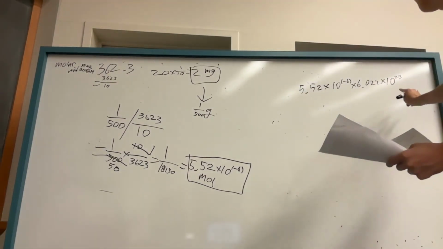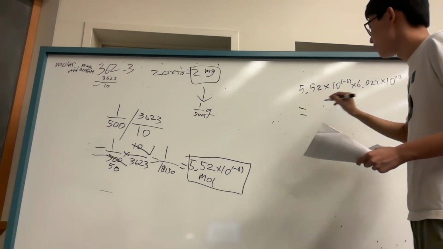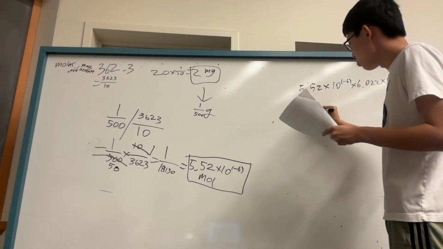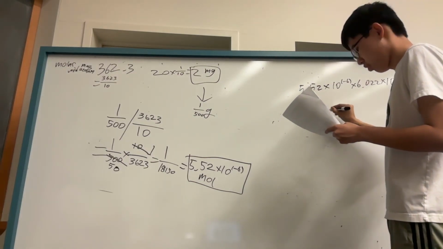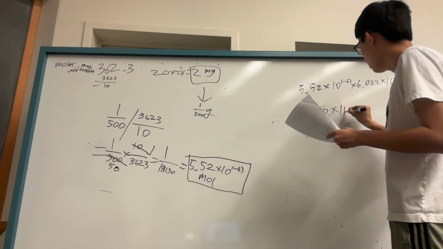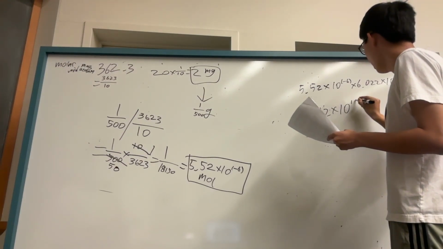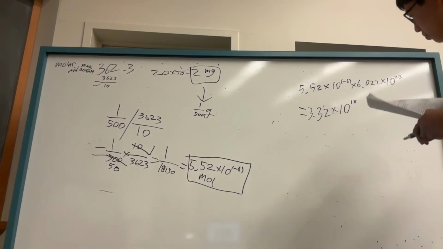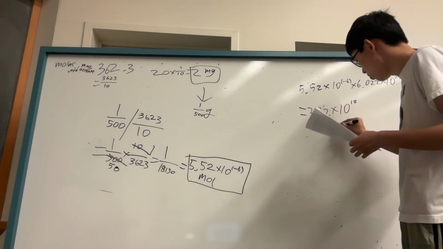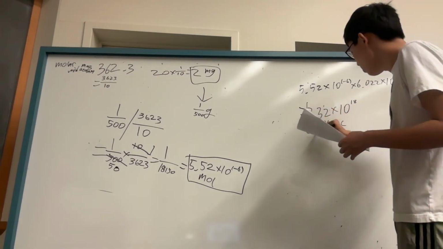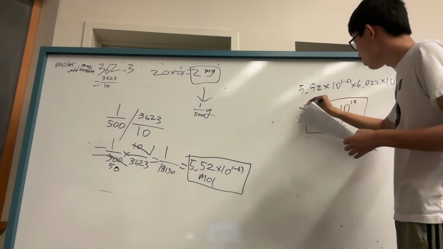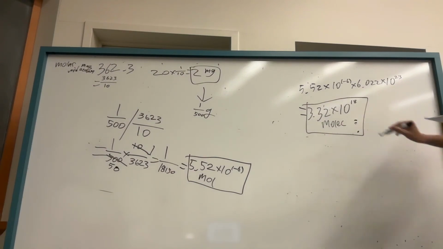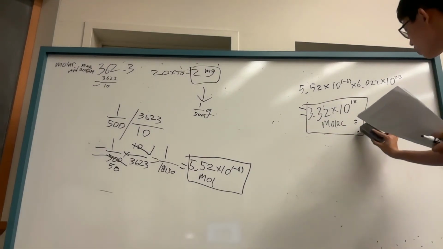So this is the Avogadro's number equals 3.32 times 10 to the power of 18 molecules. So this is how many molecules are given to the child in the question here.